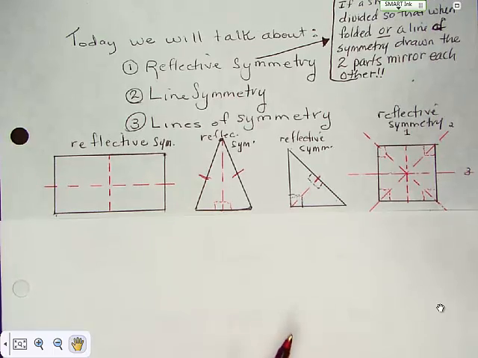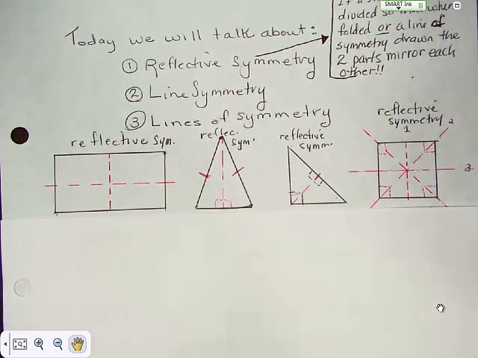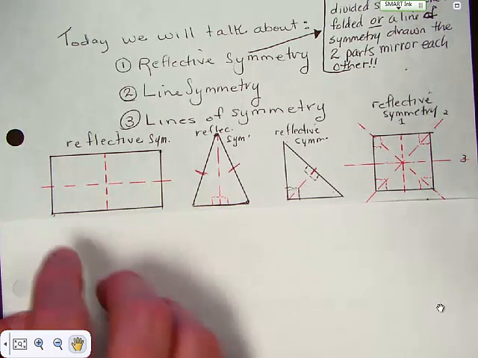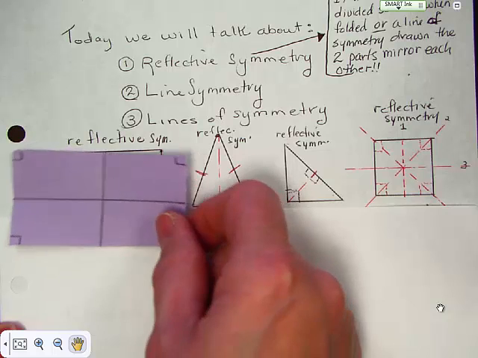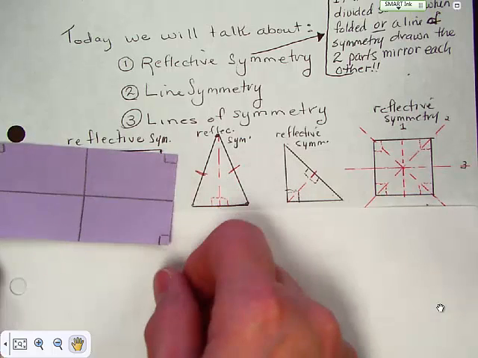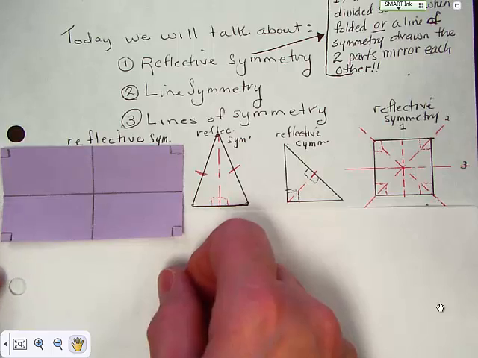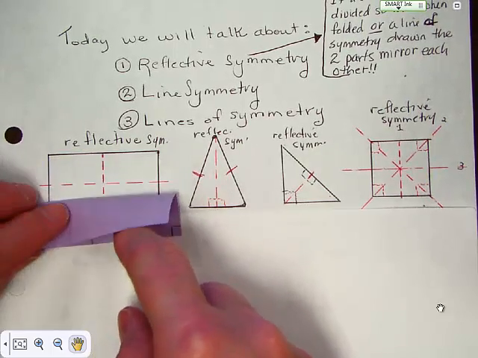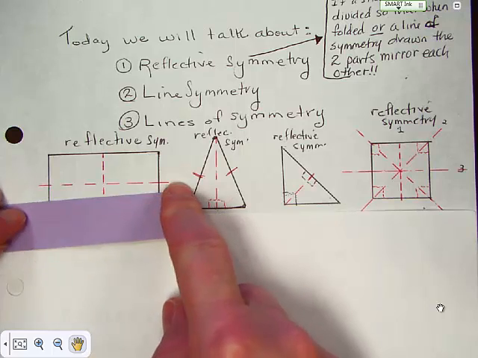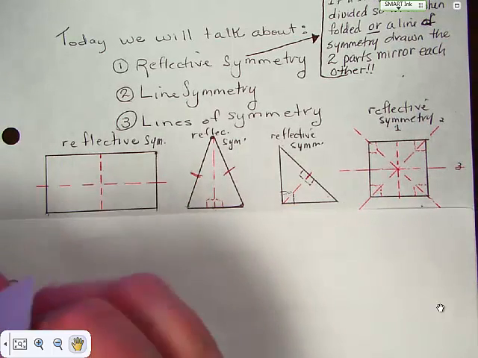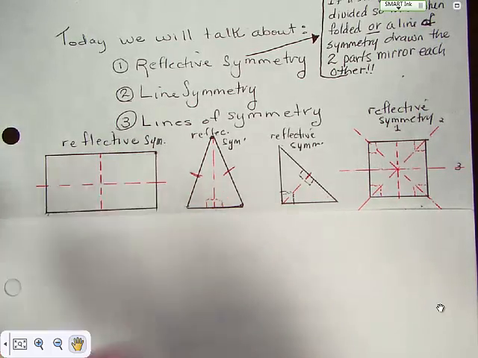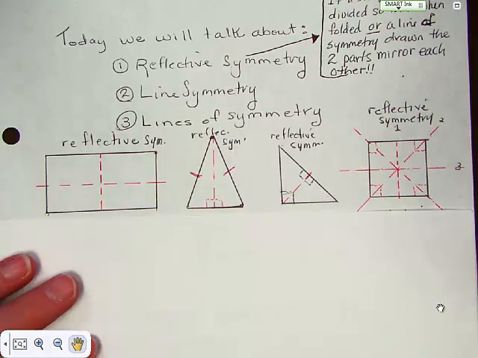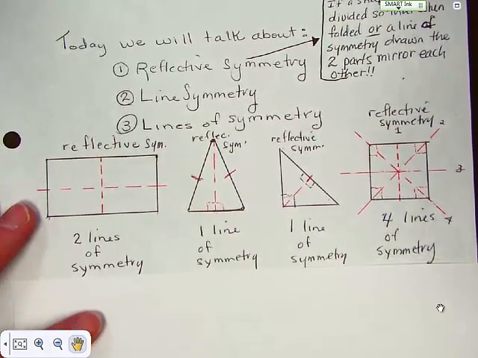Okay, now I've got actually four different shapes here. This first shape is a rectangle, and a rectangle has four corners that have right angles, and it has two lines of symmetry, meaning that if you were to fold a rectangle on itself, you could fold it this way and it would be exactly the same on both sides, and you could fold it this way and it would be exactly the same on both sides. So we would say that a rectangle has two lines of symmetry.